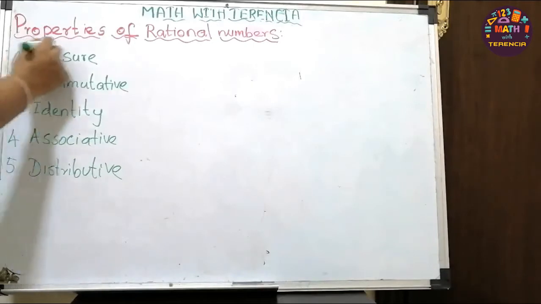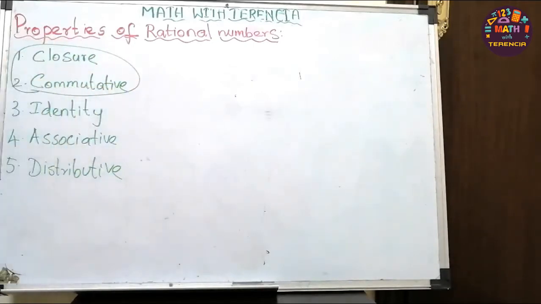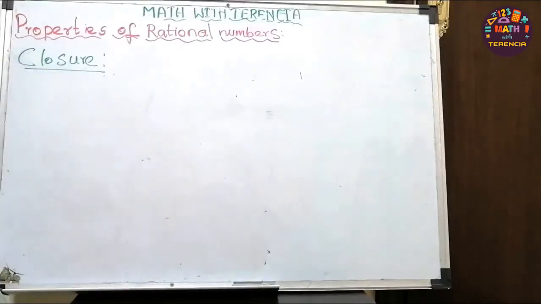In this video, I am going to explain only closure and commutative property, and the remaining 3 properties will be in my upcoming videos. So now let's start about closure.